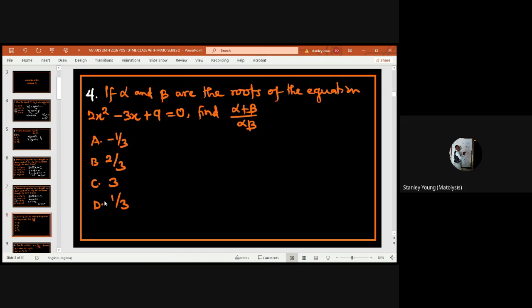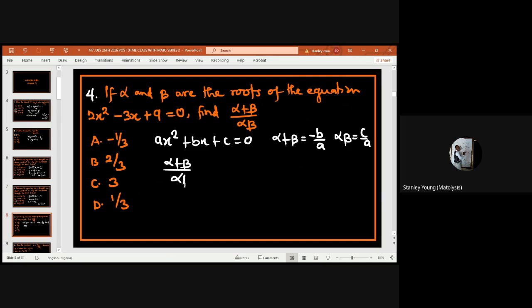Question 4. If alpha and beta are the roots of the equation, find alpha plus beta over alpha beta. If you have ax squared plus bx plus c equals 0, alpha plus beta is going to be minus b over a, and alpha beta is going to be c over a. So that automatically means alpha plus beta over alpha beta is minus b over a divided by c over a. The a cancels out, you have minus b over c.